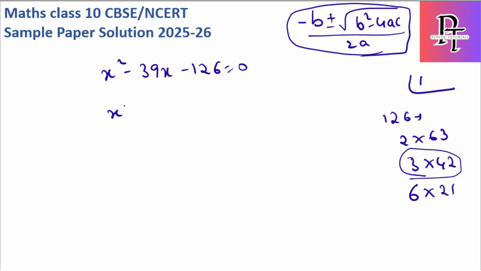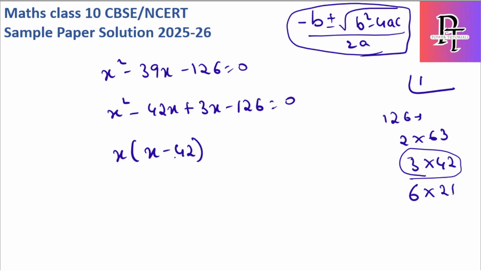So it will be x square minus 42x plus 3x minus 126 is equal to 0. Prime factorization method is easy, we just have to see which combination gives the middle term. Here the middle term is 39, so using 3 and 42 I can get the middle term by minus 42 plus 3. So if I take x as common, I'll get x minus 42, and that trick I told you in yesterday's video also, just write this number first again.